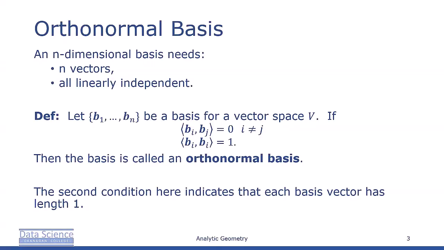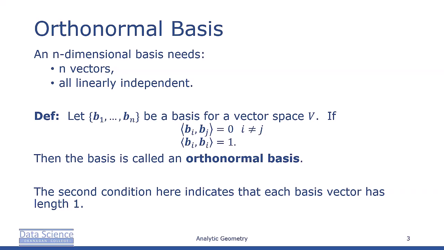Previously, we characterized properties of basis vectors and found that in an n-dimensional vector space, we need n basis vectors. That is, n vectors that are linearly independent. In the previous two videos, we used the inner product to compute the length of the vectors and the angles between the vectors.